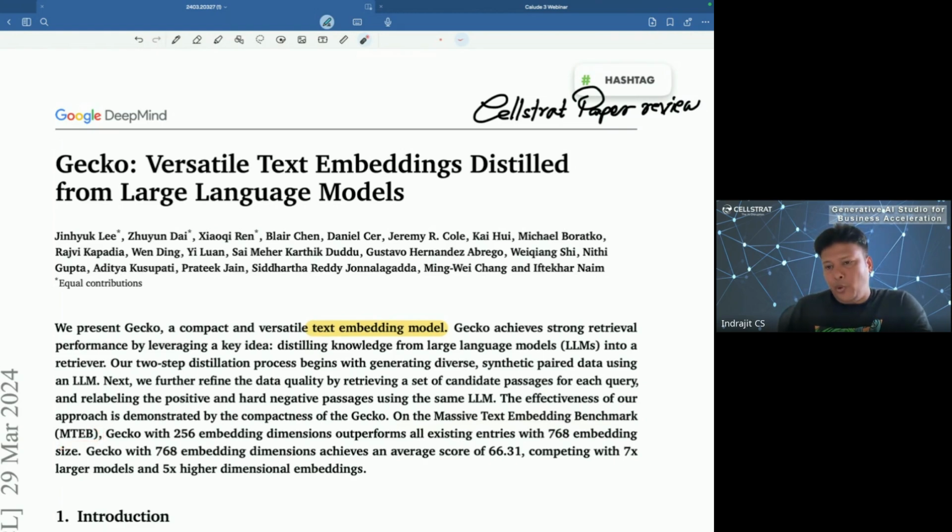MTEB is one of the popular benchmarks for embedding models, like we have MMLU for LLMs. Gecko with 256 embedding dimension outperforms all existing entries with 768 embedding sizes. Gecko with 768 embedding dimension achieves an average score of 66.31, competing with 7x larger models and 5x higher dimensional embeddings.